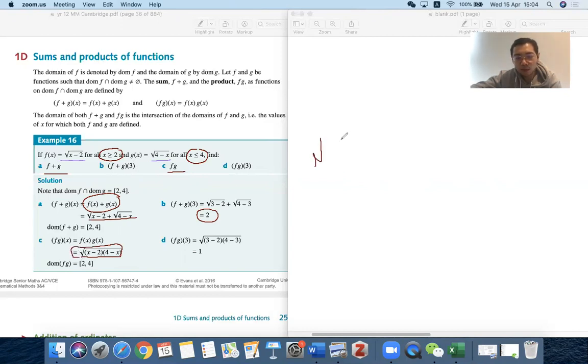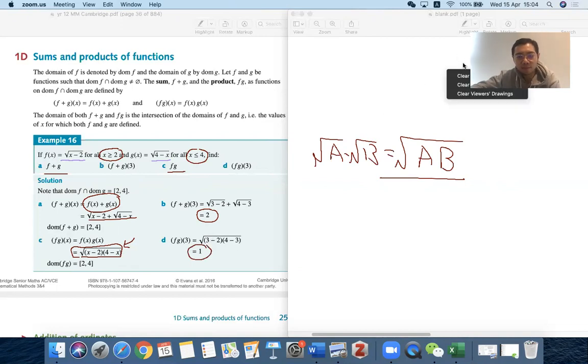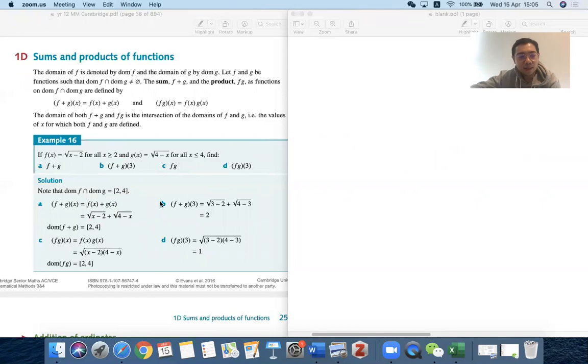Hopefully you still remember that square root of A times square root of B can be written as square root of A times B. That's why it's under the same square root. Later we plug in the number and we get 1 over here. Okay, let's move on to the next one. Before we do, I'll give you a question: why is the domain here this one, and over here also this one? We can talk about this later in the next slides. Okay, let's keep going.